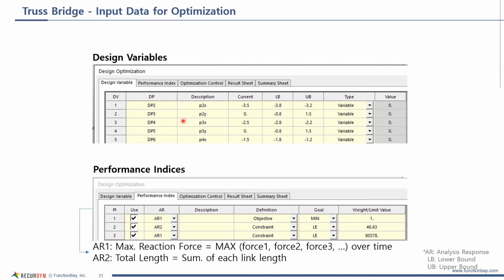For performance indices, AR means analysis response. AR1 is the max reaction force. The max force is calculated over time. The goal is to minimize AR1. AR1 is also used as a constraint. AR2 is the total length. That is the summation of all the links, which must be smaller than 46.63.